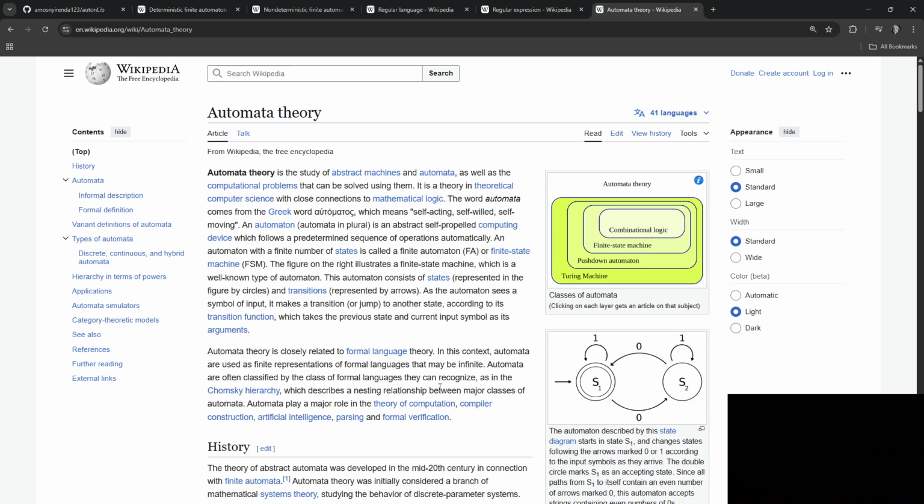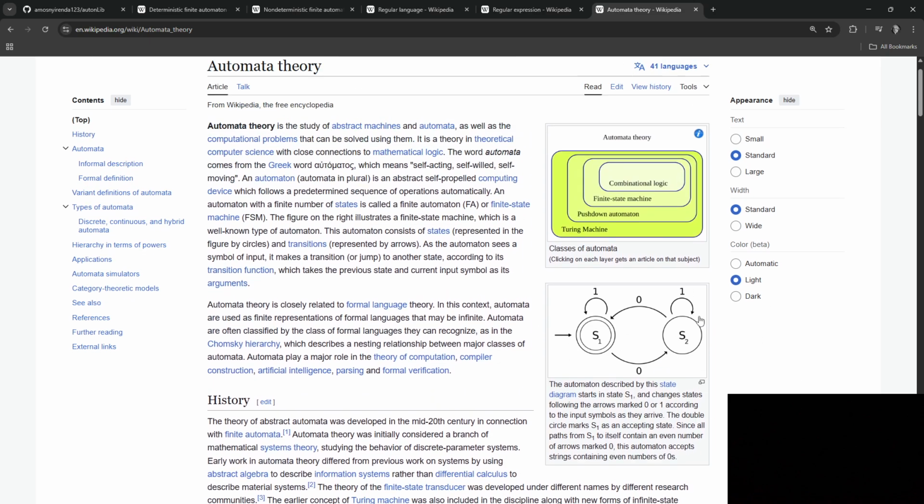It's basically a machine that is going to help us to identify words that a language accepts. So we'll have a bunch of words, we'll throw them at this particular automata, and then this automata would tell us whether the word is going to be accepted by some language or not. So this automata that we see here is accepting a particular language.